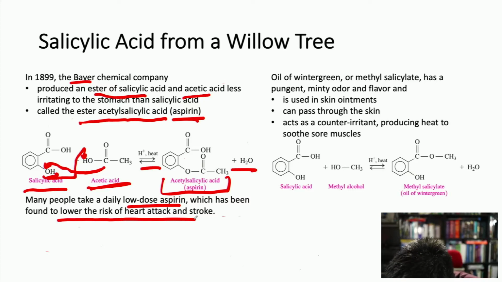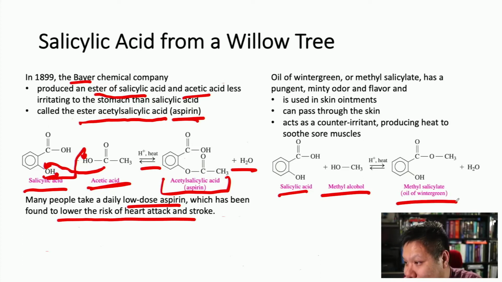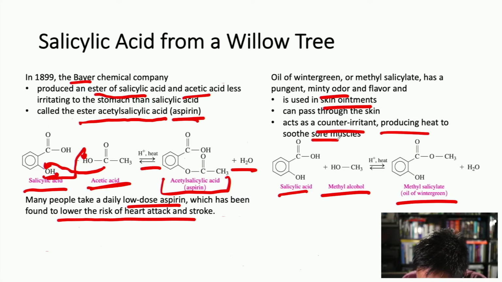Another thing salicylic acid does is that you can combine it with methyl alcohol, and you can make methyl salicylate, which is wintergreen. It's got a minty flavor and odor, and it's used for skin ointments. It acts as a counter irritant. It produces heat to soothe sore muscles.